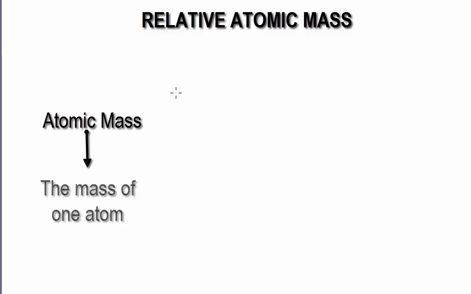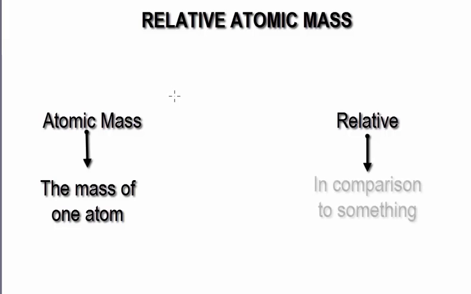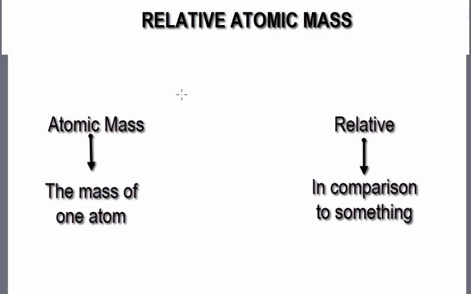Hello students, so let us discuss the concept of relative atomic mass today. Relative atomic mass is also called in the short form as RAM. First of all, let us try to guess just by the name itself what is going to come. Atomic mass would mean the mass of one atom, and whenever you encounter the word relative in science, it would mean in comparison to something.